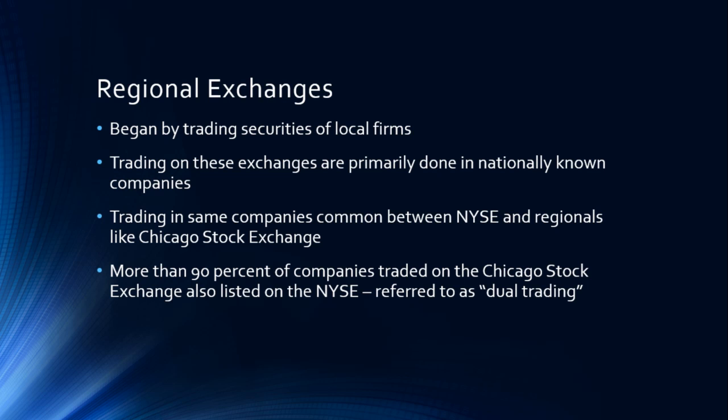Regional exchanges began by trading securities of local firms. Trading on these exchanges is primarily done in nationally known companies. Trading in the same companies is common between the New York Stock Exchange and regionals, like the Chicago Stock Exchange. More than 90% of companies traded on the Chicago Stock Exchange are also listed on the New York Stock Exchange, referred to as dual trading.